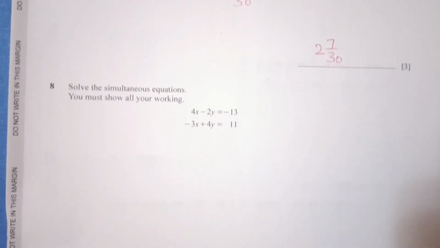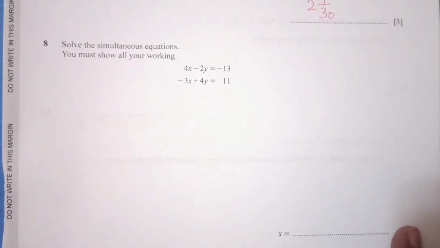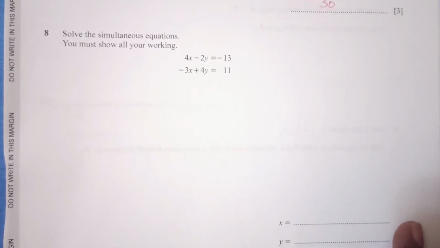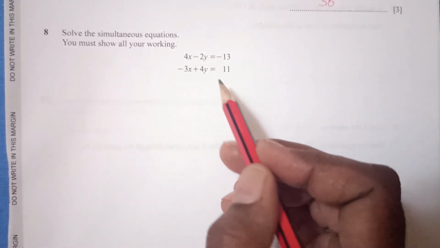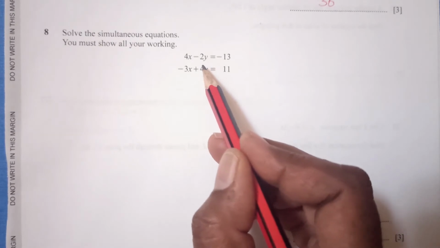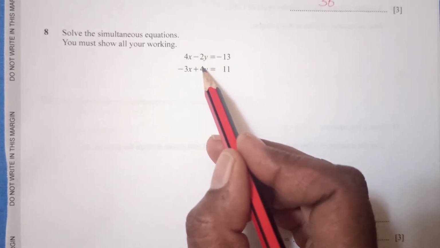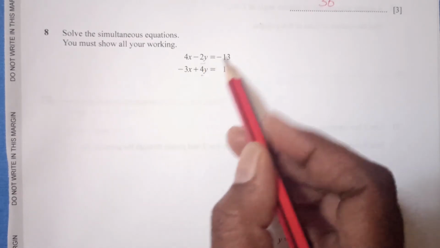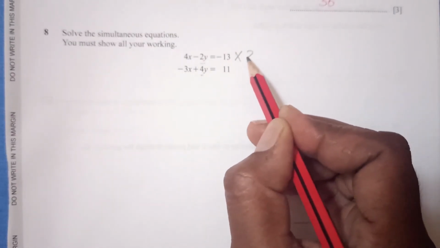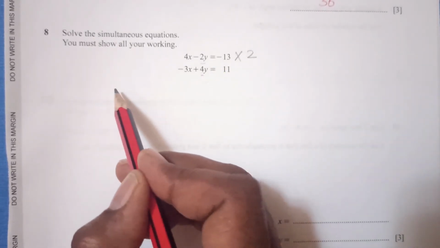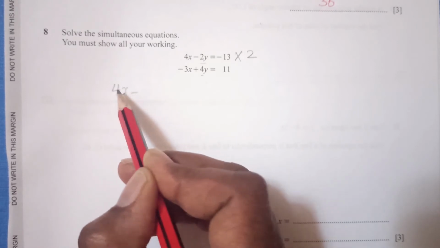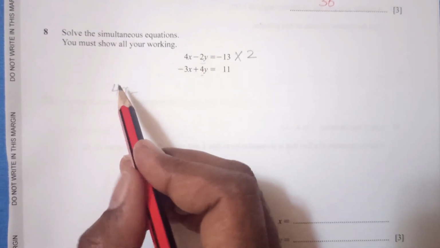Okay, now number 8, solve the simultaneous equations. So we need to solve these equations. You can see here we can make one of the variables have the same coefficients. Here we have negative 2 and here we have 4. So if you multiply this entire equation by 2, we can make the coefficients the same. So this will become 4x minus 4 times 2, it will be 8x.